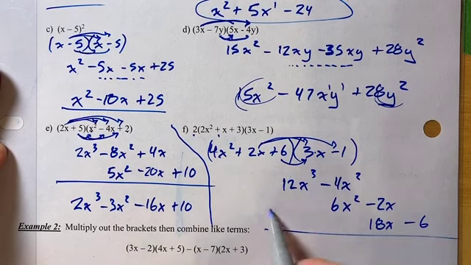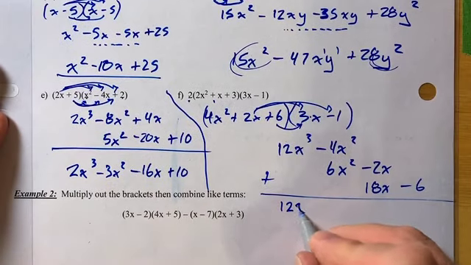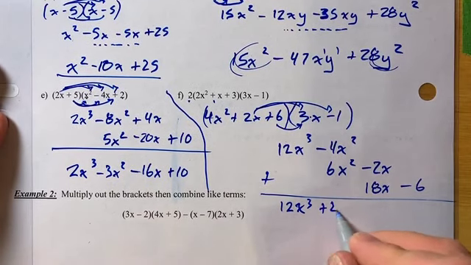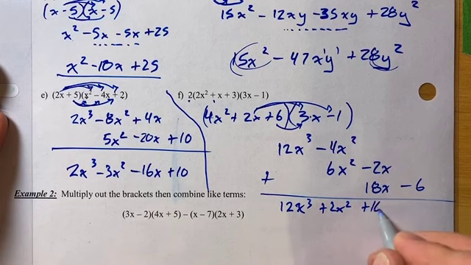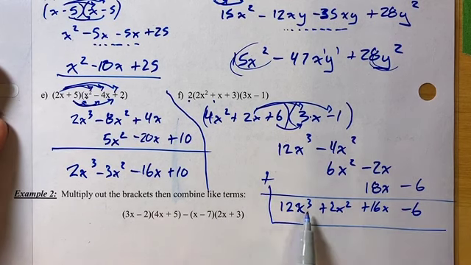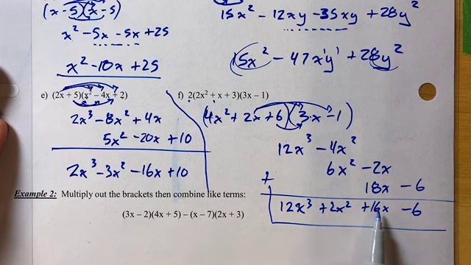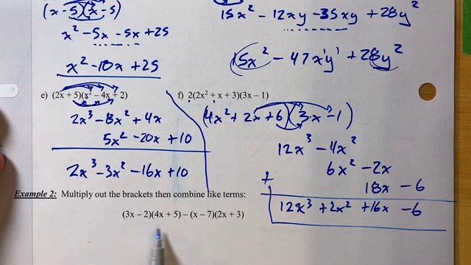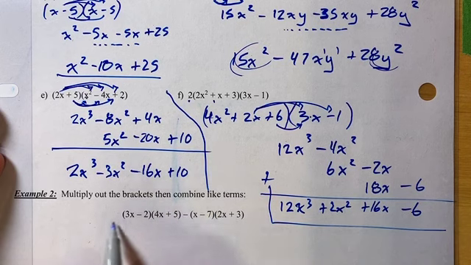Now I can just add all these together. So here's what I got. 12x cubed plus 2x squared plus 16x minus 6. Yikes. But once again, x cubed, x squared, x, constant. So I've got them in order. Okay, this is going to be huge. This is going to be multiply these ones out and then subtract. So you know what? I'm going to do the multiplication first. So let's do this one over here.